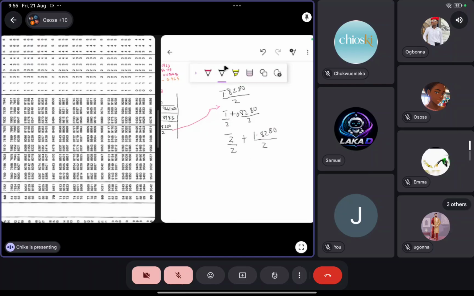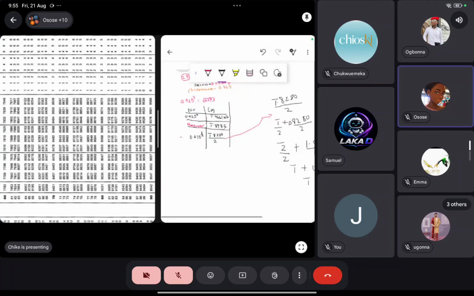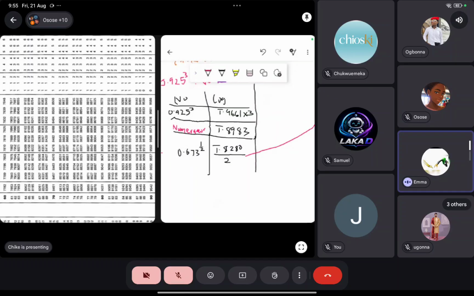So with this, you can now divide. Bar 2 over 2 will give me bar 1 plus, dividing this should give me 0.9140. And then when you add them all up, you now have bar 1.9140. I hope that's clear. All right, so let's now continue our work.